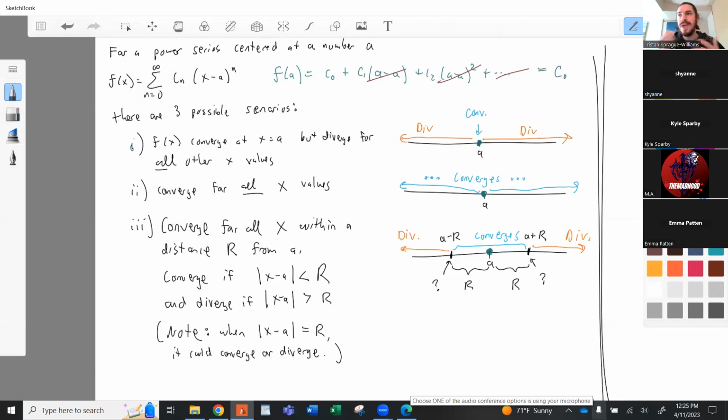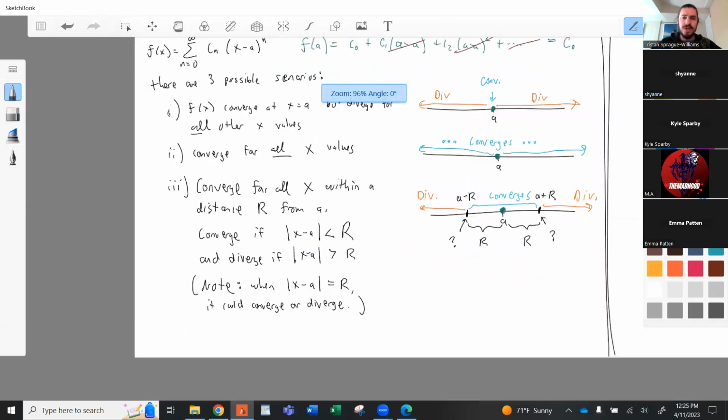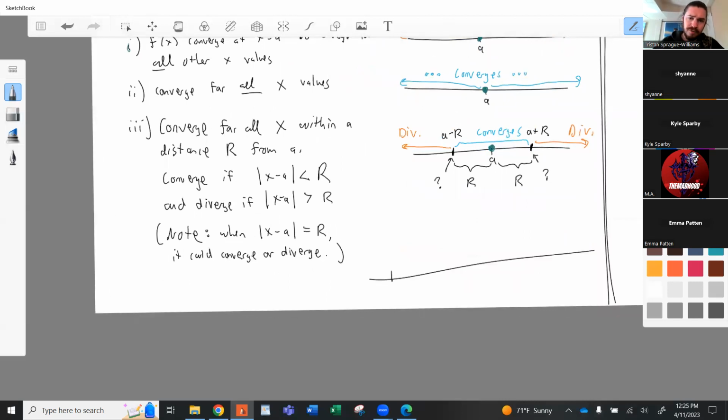It turns out, and I'm not proving the theorem, that there's no other situation. It can't, for example, converge at a and every number to the right, but not every number to the left. That's impossible. It can't be an asymmetrical distribution around a. And also, you can't have a situation where it converges for a little bit and then diverges and then converges and then diverges. That never happens.